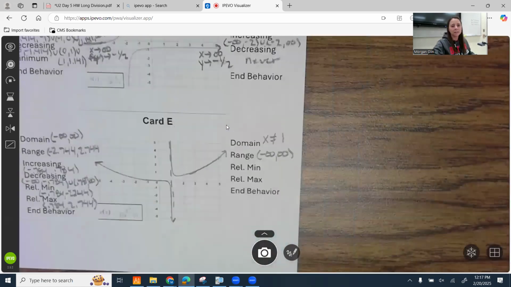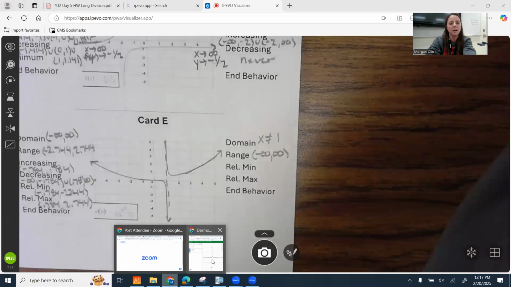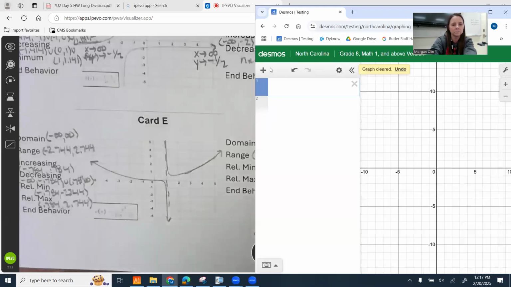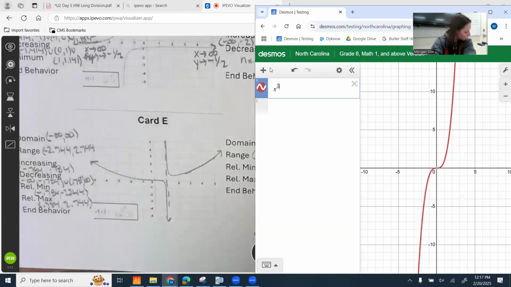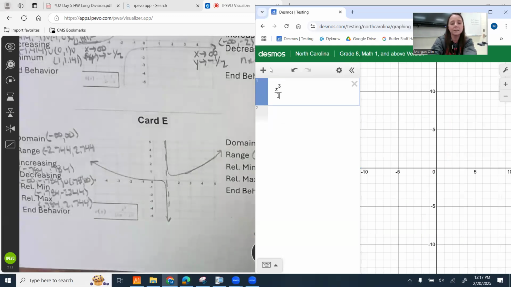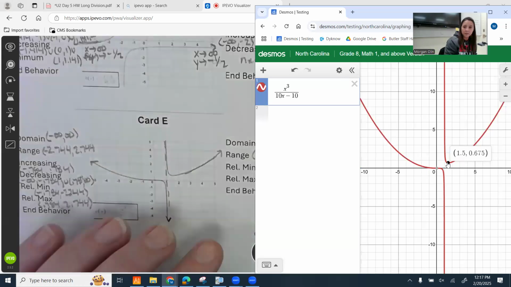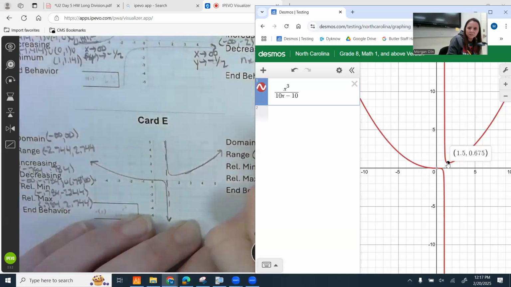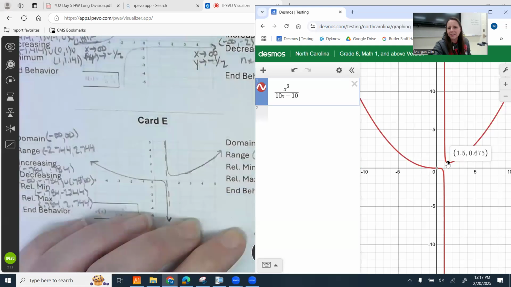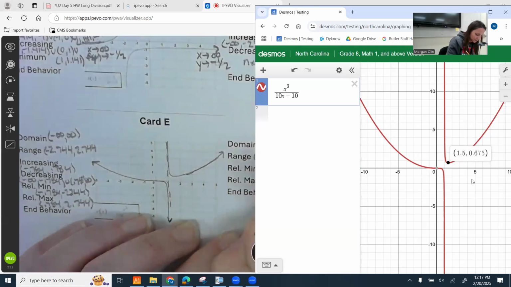All right, now our relative min, if I do it off this graph. So here, it appears to be x cubed divided by 10x minus 10. Like that. All right, so it looks like there's a min right here of 1.5 and then 0.675. I don't think there's a max. There's not really a max. This is just kind of the y-intercept right there. So we're going to say none.